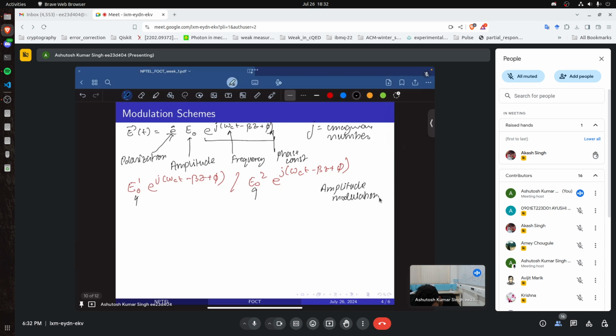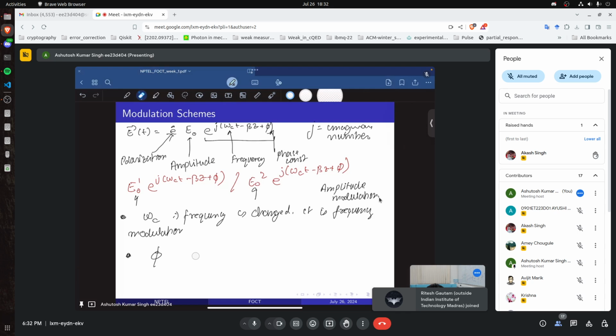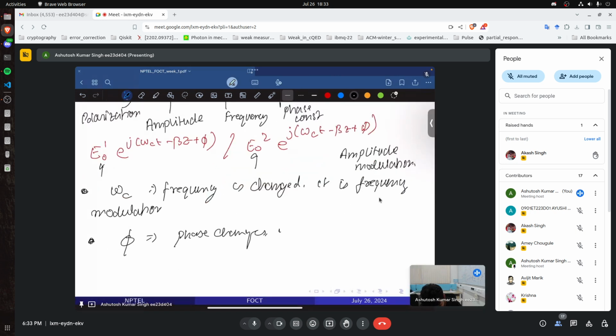Similarly, you can guess that if I am changing omega c, which is the frequency, it is called frequency modulation. Apologies. And similarly, when we have phi that changes, it is called phase modulation.